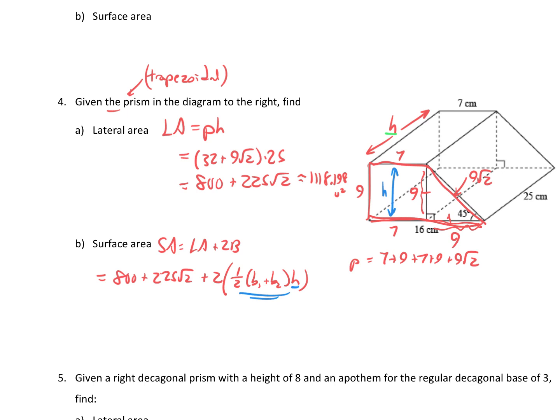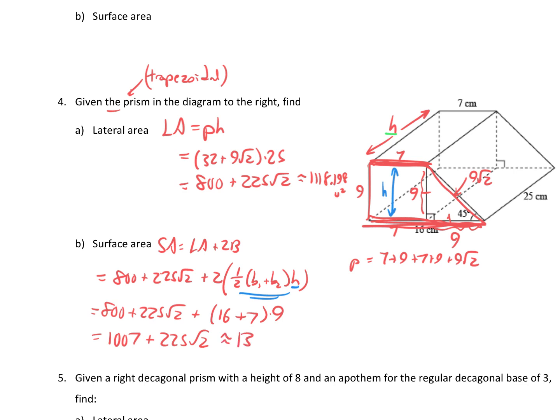Okay, so back to this. We have 800 plus 225 root 2 plus, I'm just going to cancel the 2 and the half. Base 1 here is 16. Base 2, that's this, is 7. Times height, which I have, which is 9. 23 times 9 is not bad. 23 times 9 is 207. So I'm just going to add that to the 800 and call that 1007 plus 225 root 2. As a decimal, that is 13-something. And hopefully, yeah, this is supposed to be bigger than my last answer, right? Because I've added things to it.